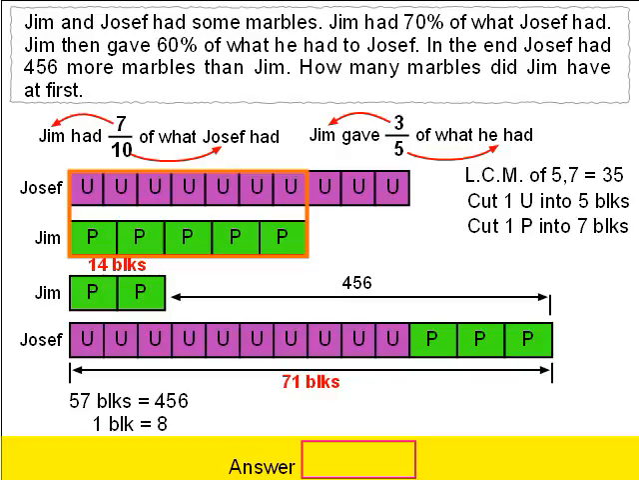Alright. So repeat the question again. It says how many marbles did Jim have at first? Alright, at first, Jim has 1, 2, 3, 4, 5 parts. Since 1 part is equal to 7 blocks, so 5 parts is equal to 35 blocks. Alright, so we have to take 8 marbles per block multiplied by 35 blocks. That gives us the total of 280. So the answer is Jim had 280 marbles at first.